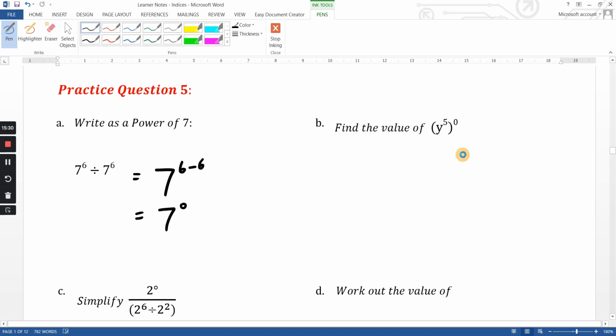Part B, find the value of this. Well, anything to the power 0 is just 1. So it doesn't matter what's in that bracket. Your answer is going to be 1.